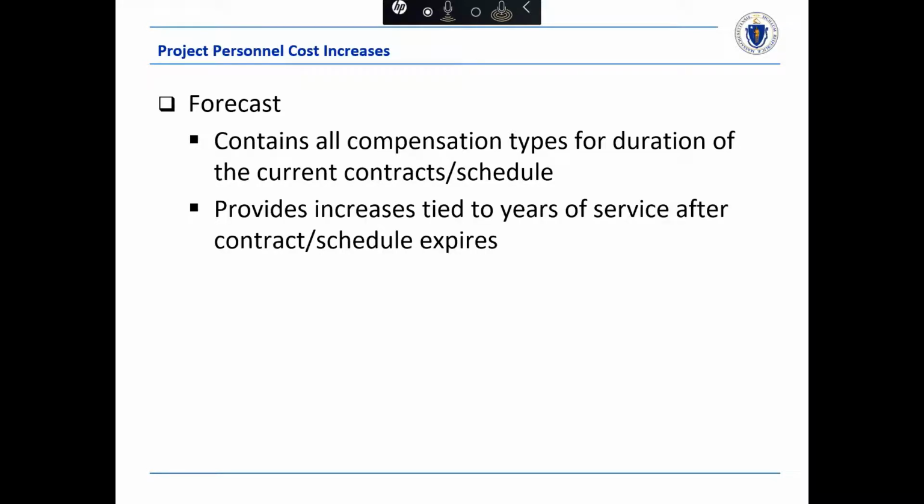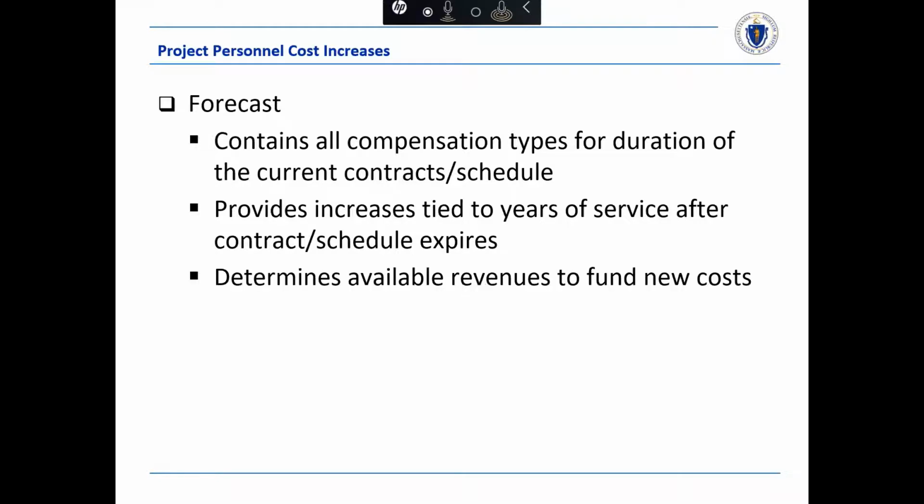When the contract or compensation schedule reaches the end of the agreed upon term, for example, fiscal 22, then only the applicable step increases and longevity, those items that are more tied to years of service, are included in the departmental section. This is important because the purpose of the forecast is to help you determine the available revenues to fund new costs, such as raises and collective bargaining agreements.